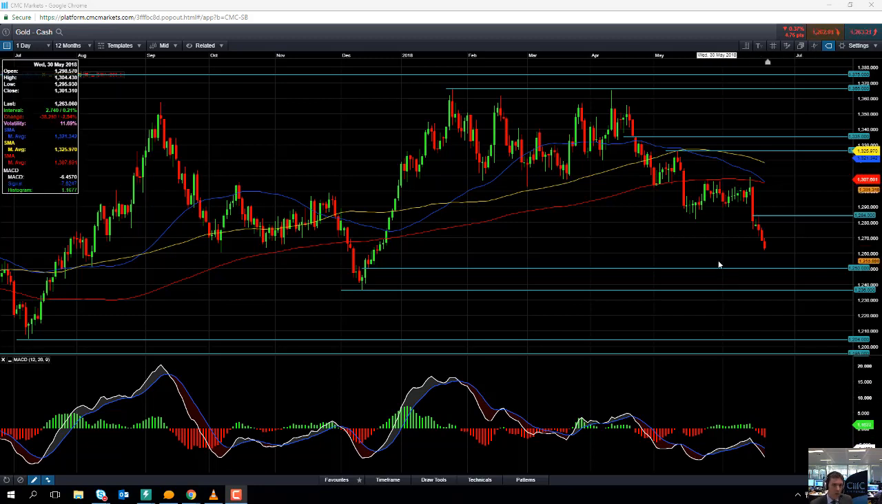And gold has fallen to a fresh 6-month low on the strength of the US dollar. There's traditionally been an inverse relationship between the gold market and the US dollar, and given that the US dollar index has reached an 11-month high, it's no surprise that gold is under pressure. So we've fallen to a level not seen since December of last year.